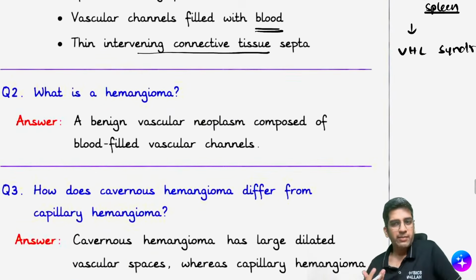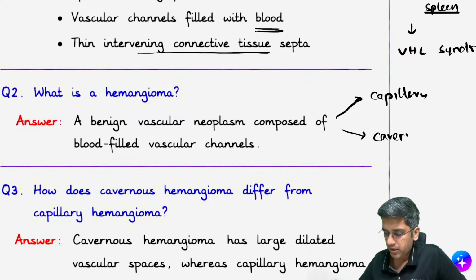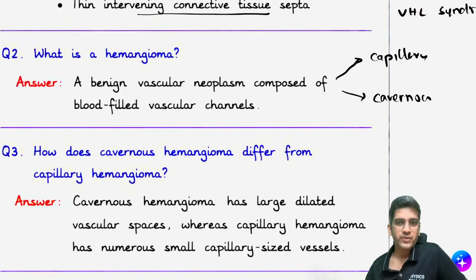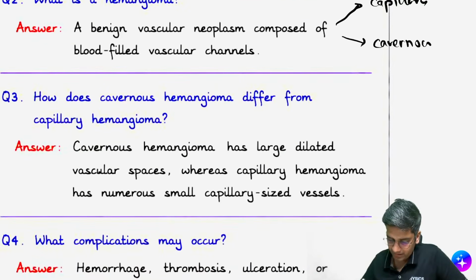Okay. What is a hemangioma? It's a benign neoplasm. That's all. I have two types. We have capillary hemangiomas and we have cavernous hemangioma. Okay. How do I differentiate is the next question. Capillary, right? Capillaries are tiny. You saw the space. That is not capillary at all. Capillary hemangioma will have numerous capillaries.